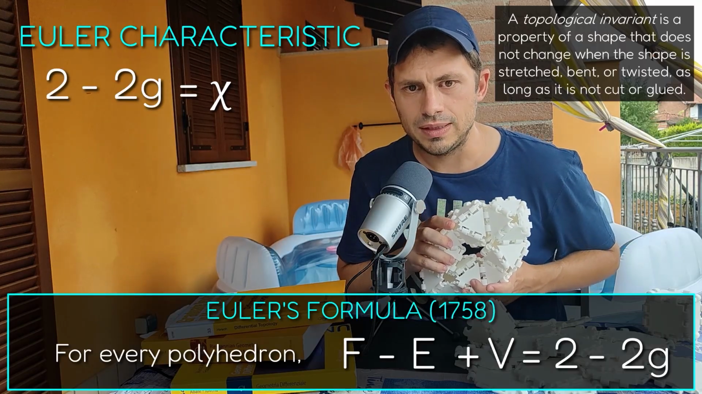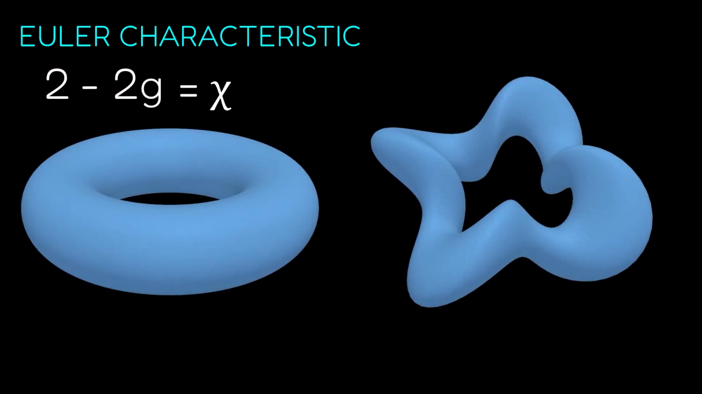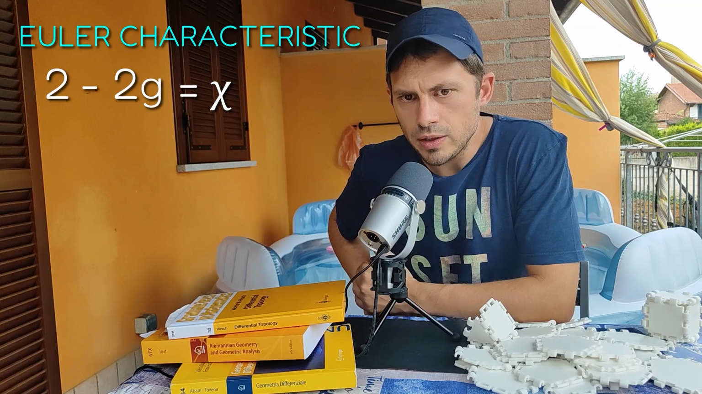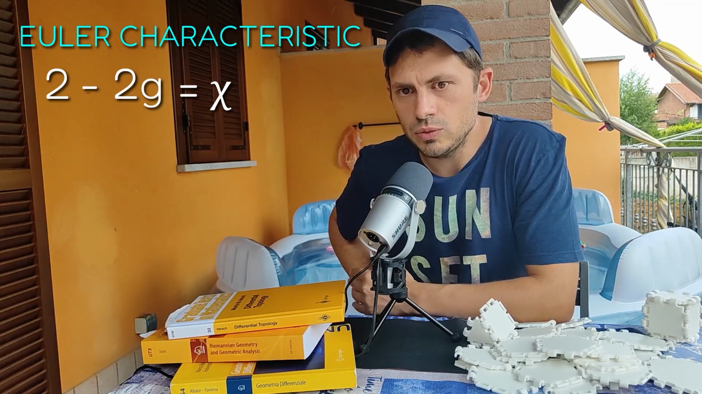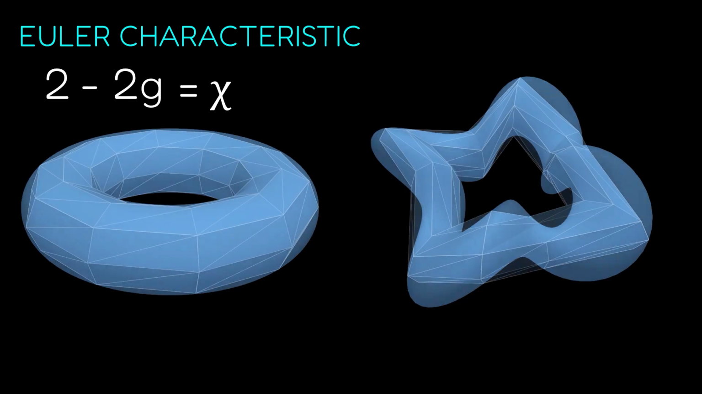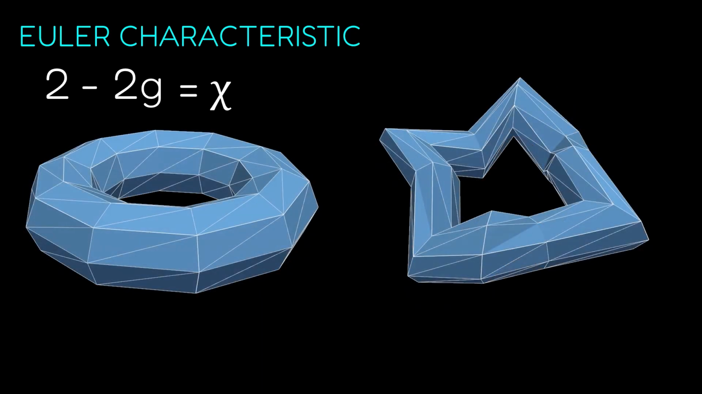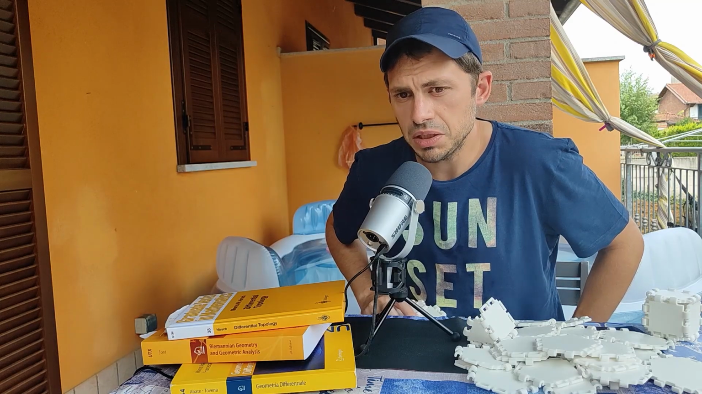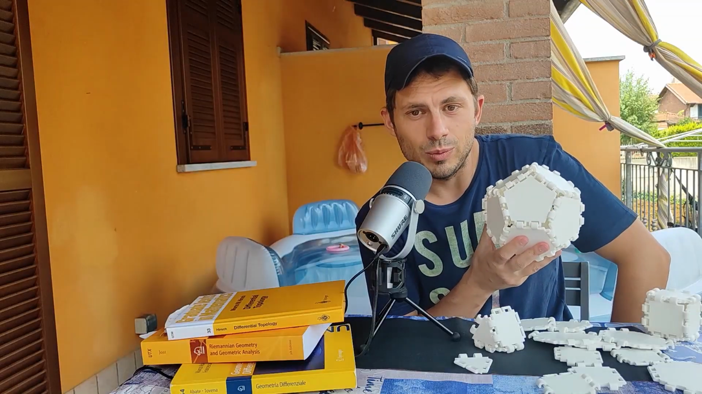To understand what this means, imagine you have two closed orientable surfaces embedded in space that look completely different. Suppose you want to know whether one can be continuously deformed into the other, without tearing or gluing. You can discretize both surfaces into polyhedra, just as is done in computer graphics, and compute f minus e plus v. If the result is the same, then the deformation is possible. Otherwise, it isn't. Pretty cool, isn't it? Now, let's move on to another famous result.